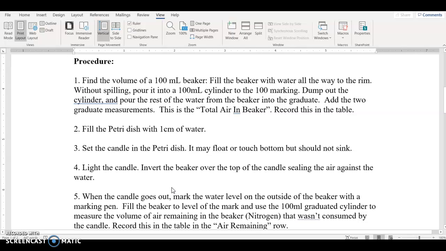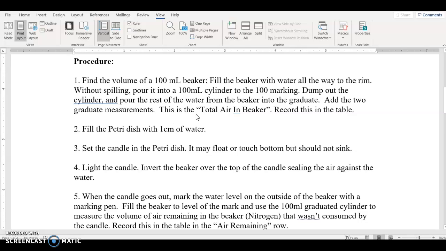So I'll be doing this, and you'll just be watching it and recording some numbers in a chart. But here's what we're going to do. We're going to fill a 100 milliliter beaker up to the very rim, and then we're going to pour it into a 100 milliliter graduated cylinder. You might think it's going to be 100 milliliters since it's a 100 milliliter beaker, but it actually fits more water. So what I'm going to do is fill it up to the 100 milliliter level, dump that water out, and then I'll fill the graduated cylinder with the remaining water from the beaker, and I'll add the two. So it'll be 100 plus whatever the second reading is.